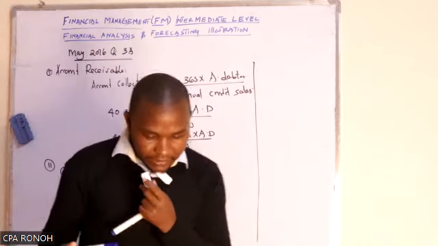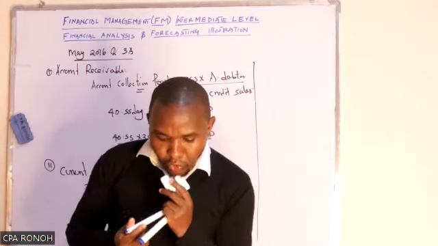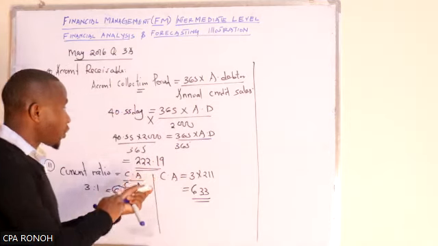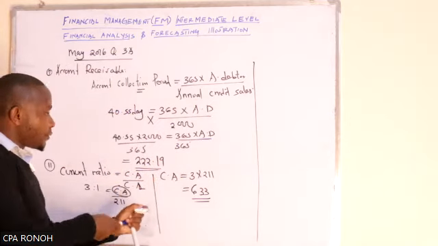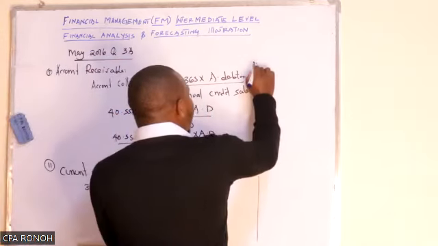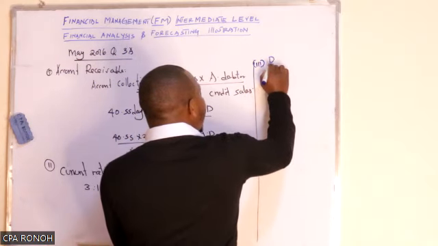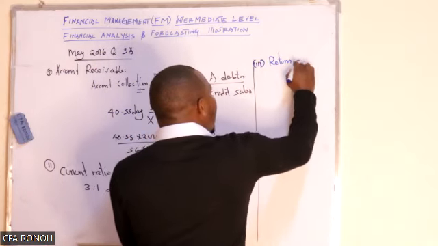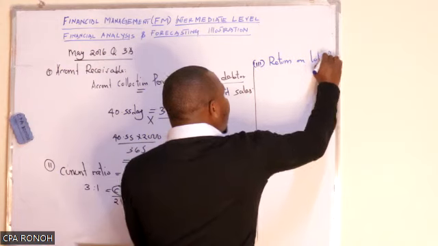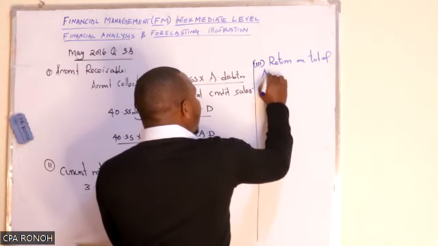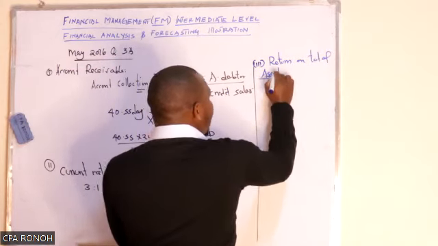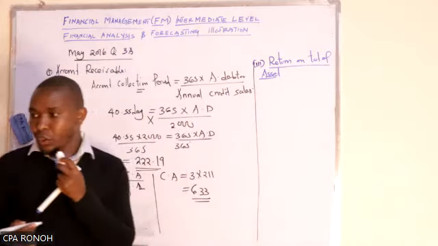Then the next one is asking for return on total assets. The next one, which is Roman 3, is asking for return on total assets.